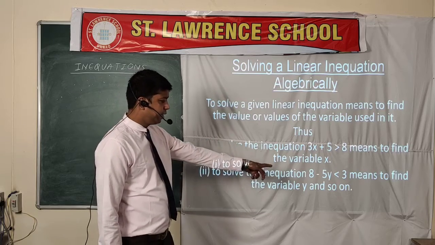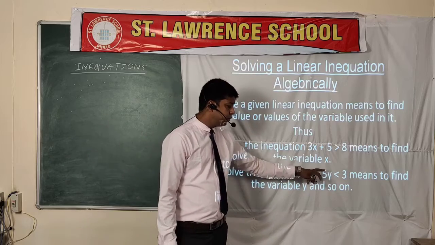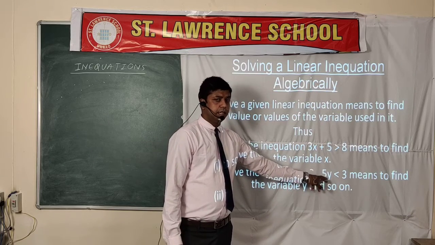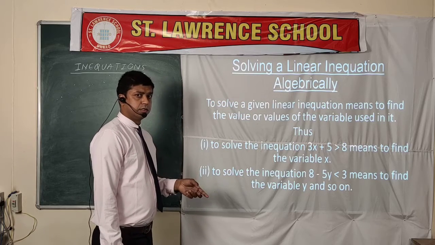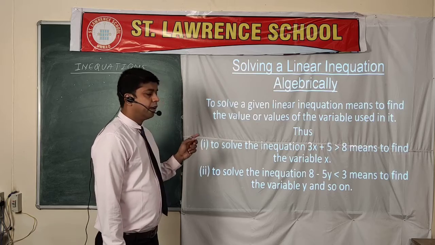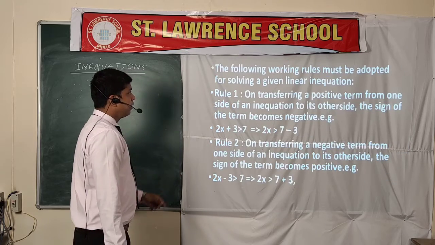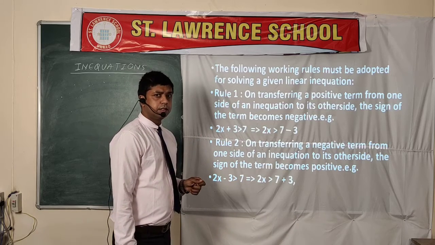The second, you can see it is 8 minus 5y less than 3. That means you have to find out the value of y in this inequation. This is the solution or solving the inequation. Solving means finding the value of the variable used in the inequation. Following rules will be used to solve a linear inequation.